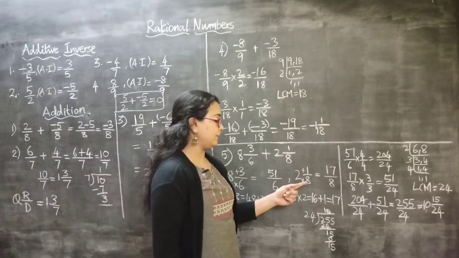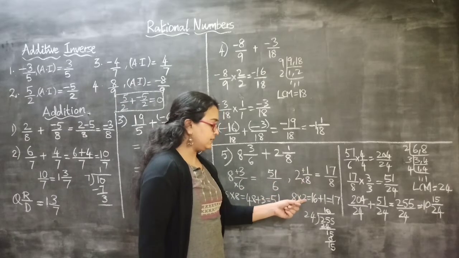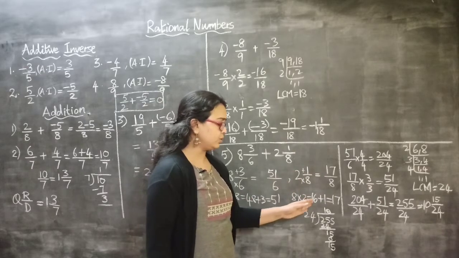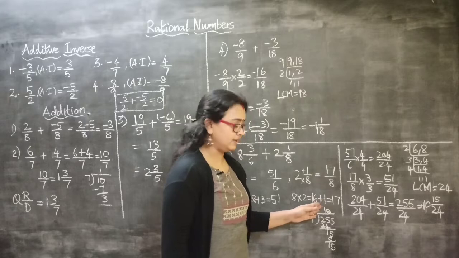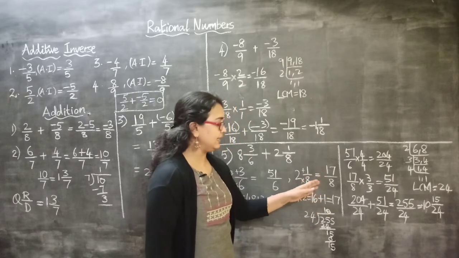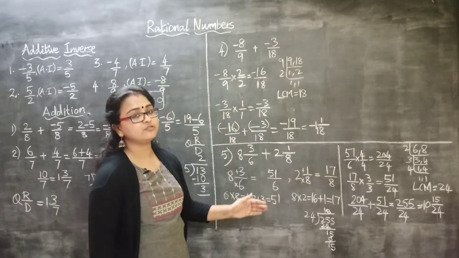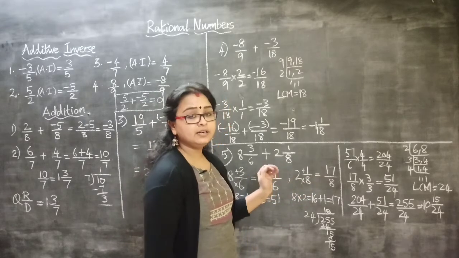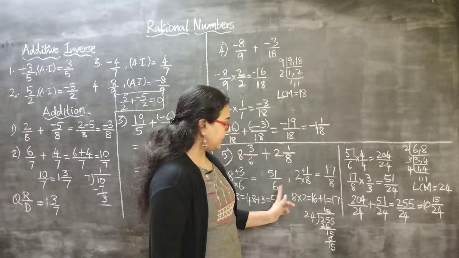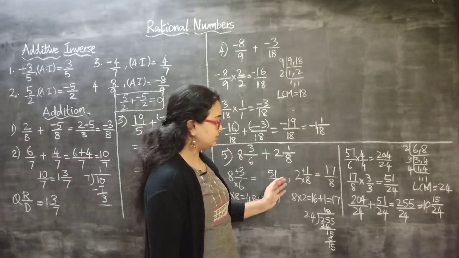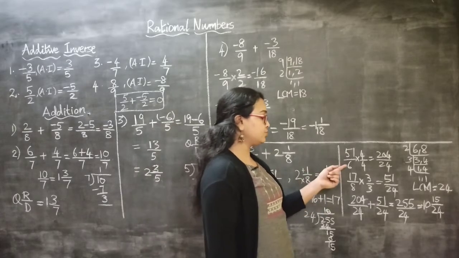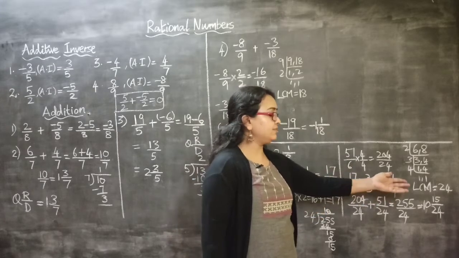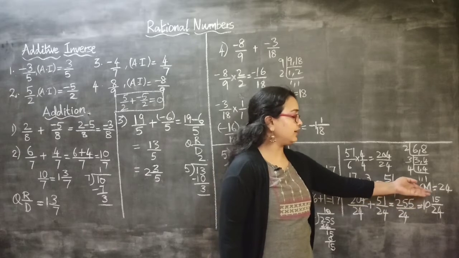Next is 2 1 by 8. So 8 into 2, these two to be multiplied, and with that answer we have to add 1. 8 into 2 is 16. 16 plus 1 is what, children? 17. So 17 by 8 as the answer after converting this mixed fraction into improper fraction. So now if you see, the denominators are different, right? So 51 by 6 and 17 by 8. Both the denominators are different. So what we have to do? We have to make it into the same denominator, right? So for that reason we are doing LCM. So we found that LCM is 24.